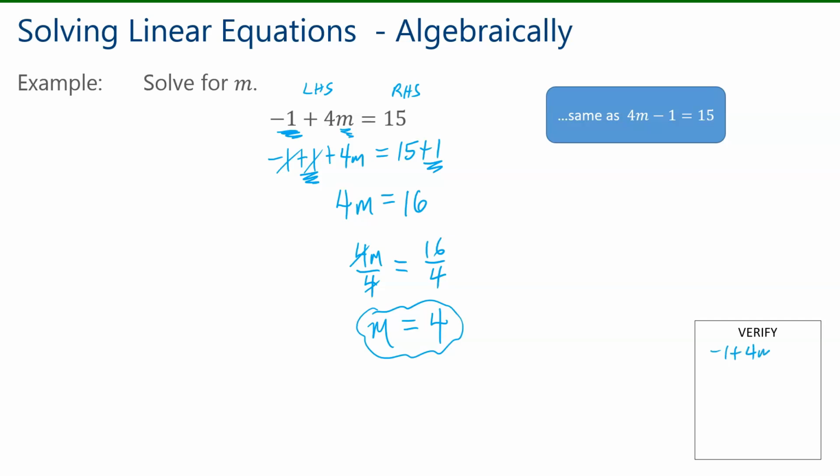-1 plus 4m, 15. In place of the m, we put our 4. -1 plus 4 times 4 is 16. -1 plus 16, yes, that is 15. M equals 4, correct.